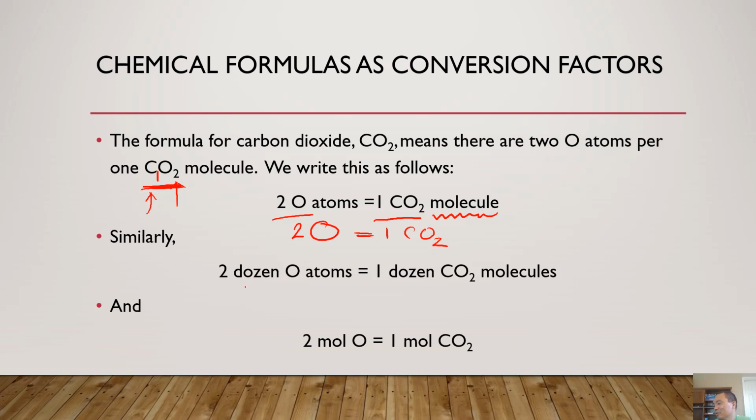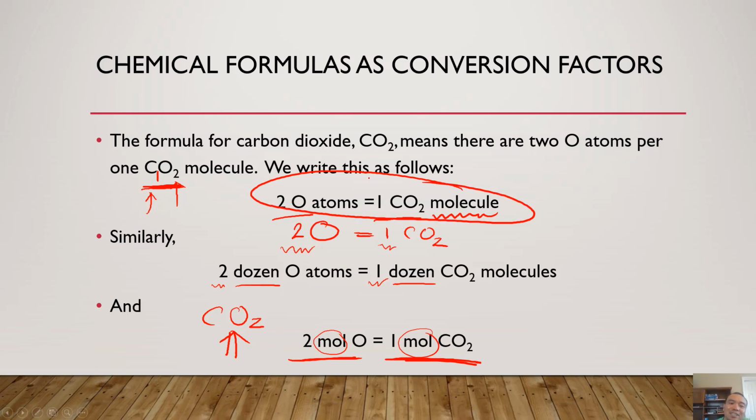Okay, similarly, if you do 2 dozen, it will be the same ratio. 2 dozen, it would be a 2 to 1 ratio, as if it's the same as 2 oxygen is 1 CO2. Dozen is a bigger number, but mole is an even bigger number. So when you look at the CO2 molecule, we can read it as 1 mole of CO2 is 2 moles of oxygen, okay, which is similar to 1 CO2 is 2 oxygen atoms. You see that? That's how they are related. Okay. So by reading the formula, you will see the molar ratio.